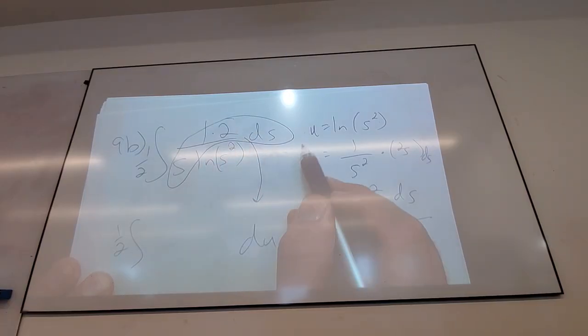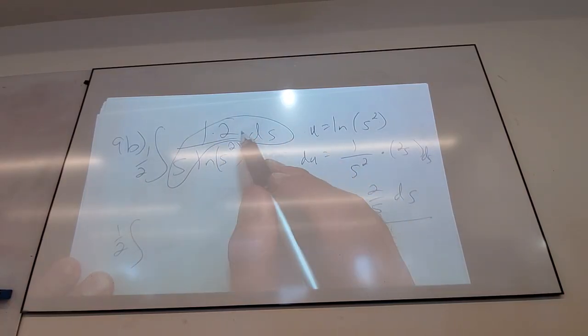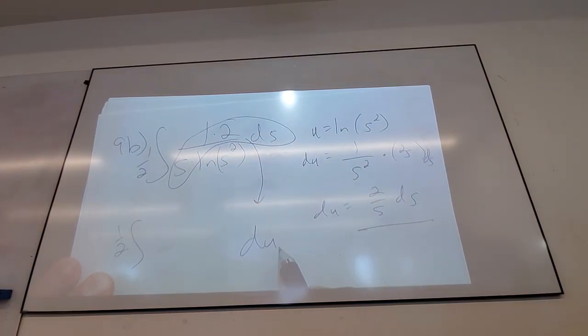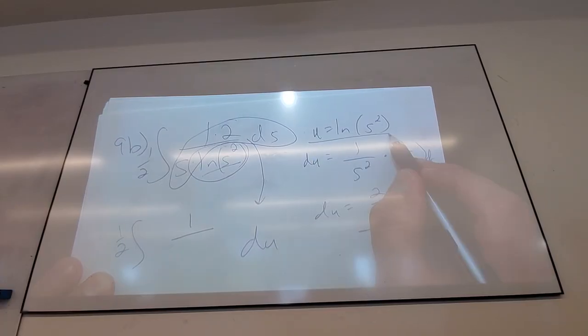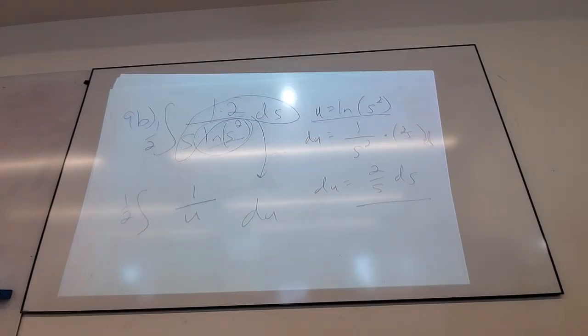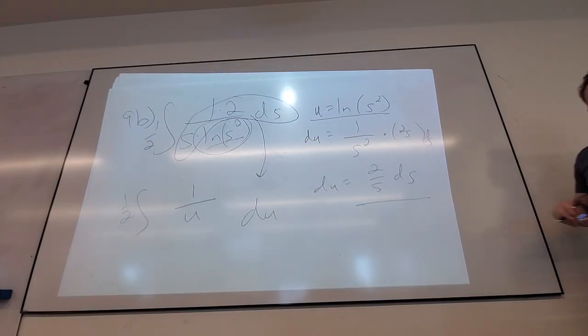You guys all cool with that? You see, that is du. 2 over s ds is du. What's ln of s squared? U. And now that's an easy integral.